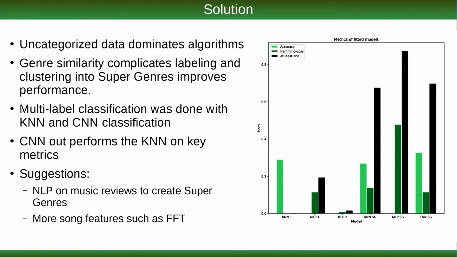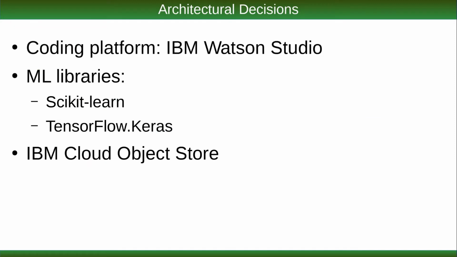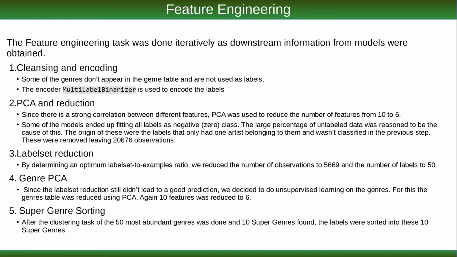Now for the technical details. The architectural decisions I made is that the coding platform is IBM Watson Studio. The machine learning libraries is scikit-learn and TensorFlow Keras, and the storage is IBM Cloud Object Store. Feature engineering was a dominating task since it was done iteratively as downstream information from models were added to the feature engineering task. 5 layers can be identified.